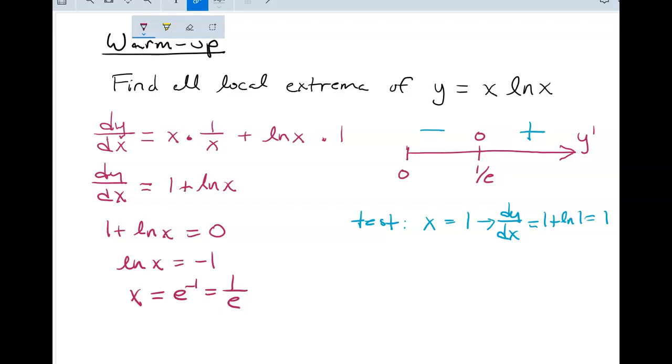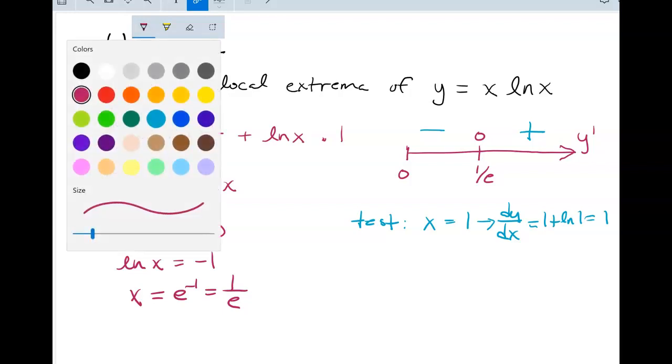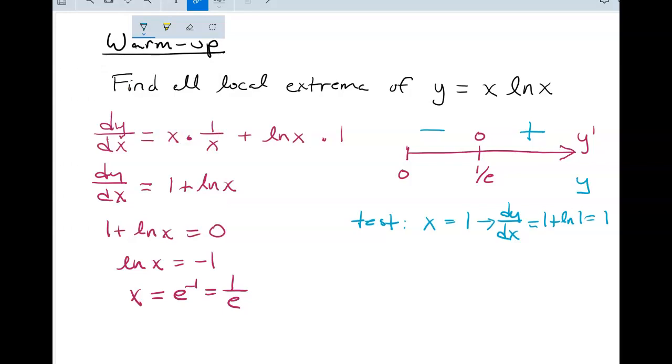So what does this mean? We just found that y is decreasing to the left of 1 over e and increasing to the right of 1 over e. That means we have a low point at x equals 1 over e. And so 1 over e is the x value at which the local minimum occurs.